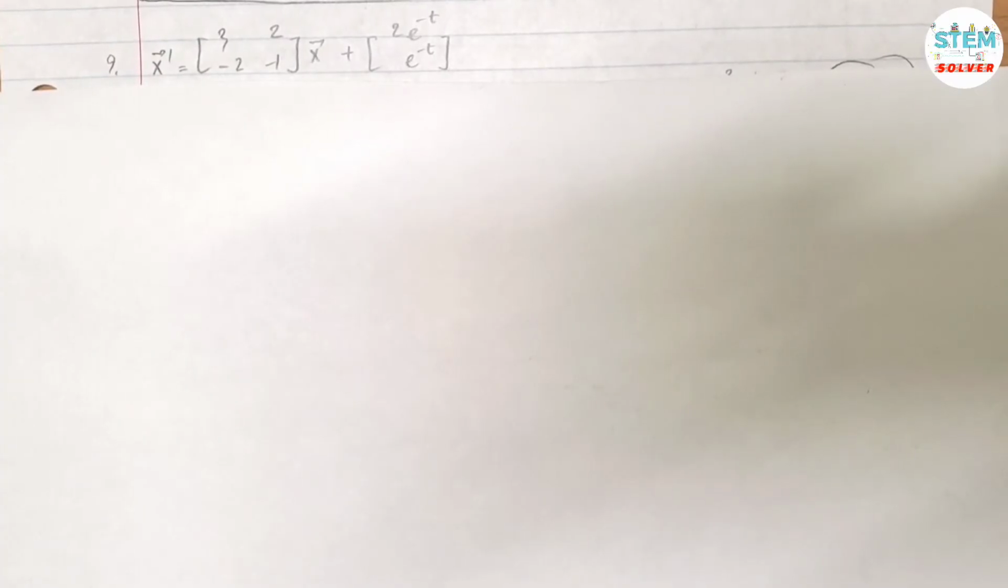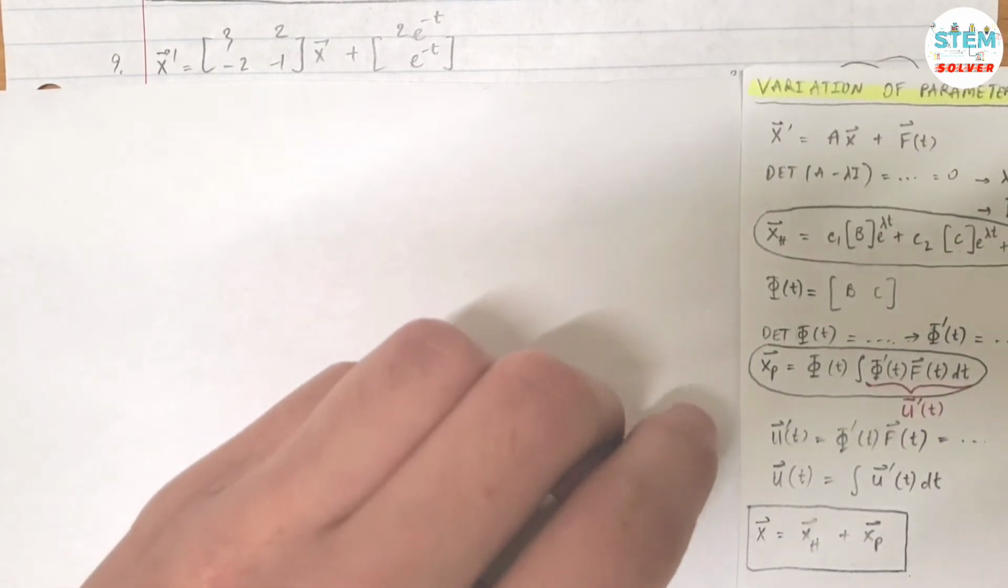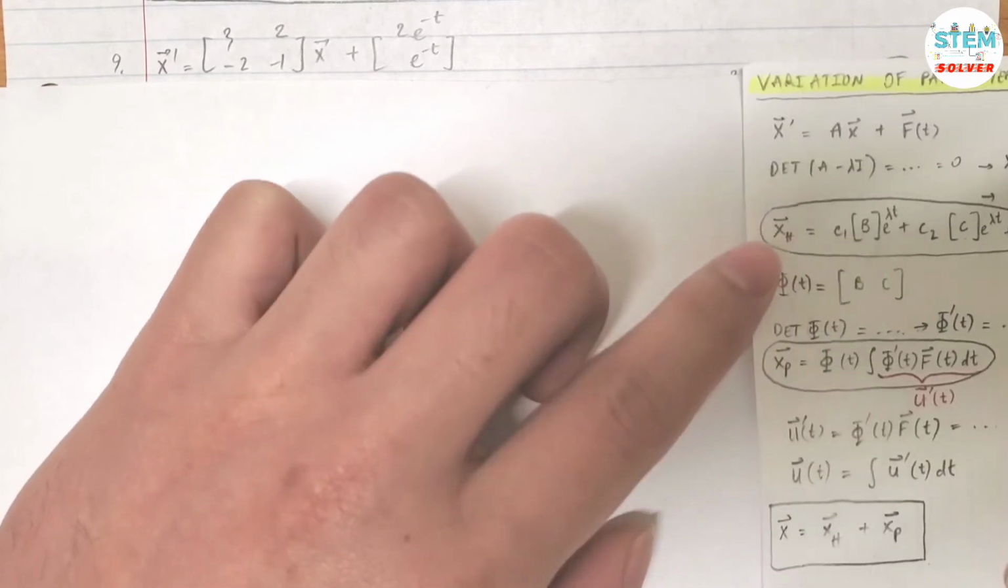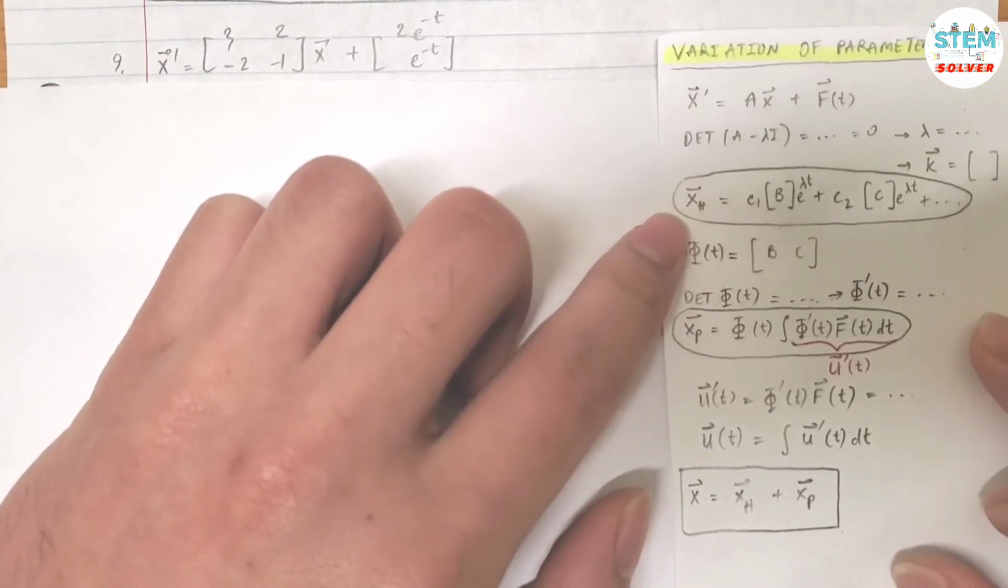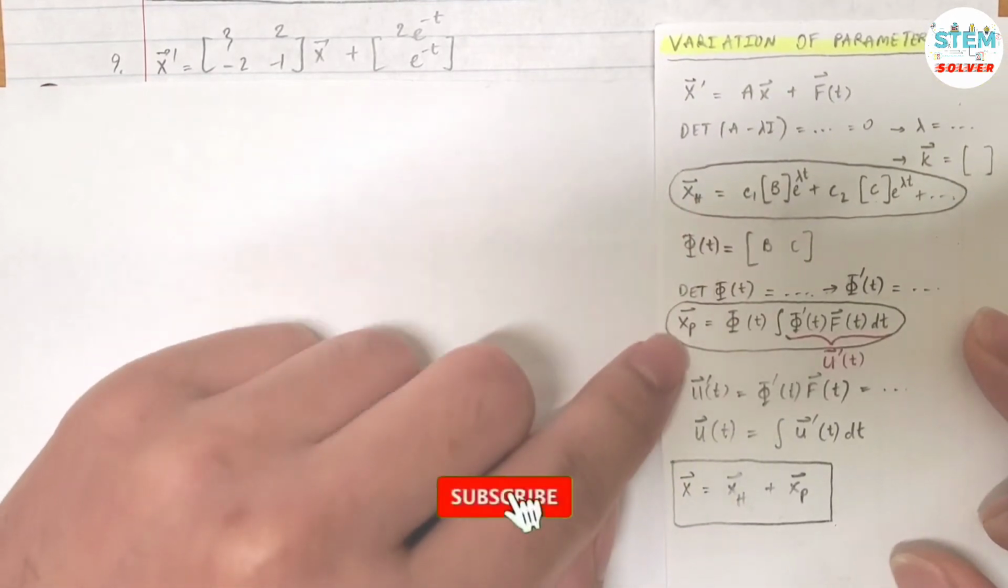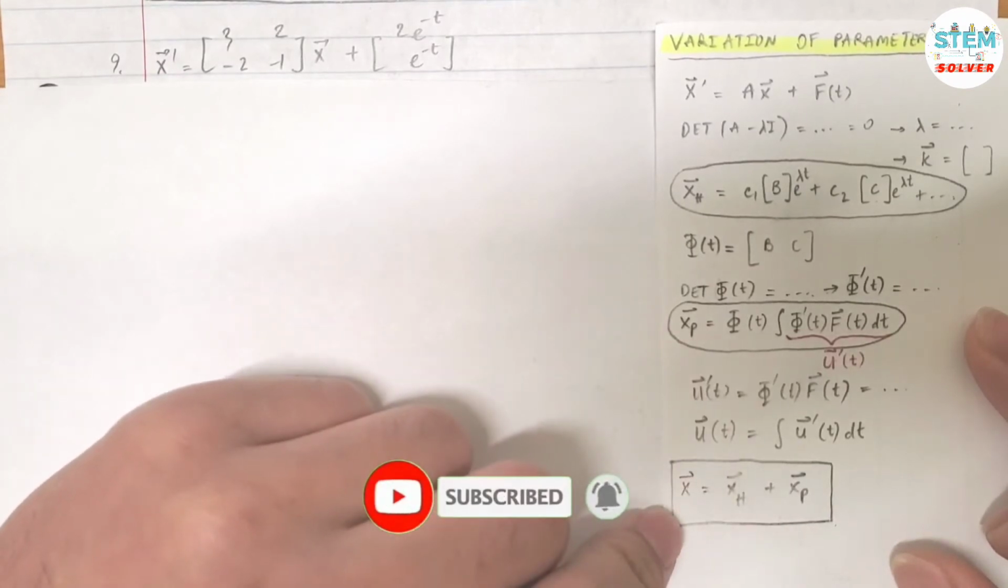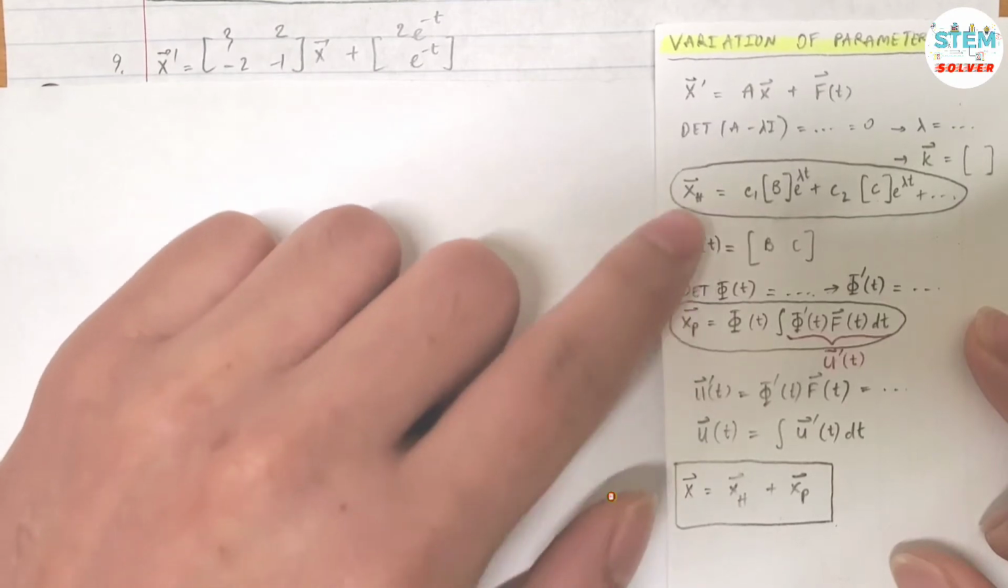Use variation of parameters to solve the given system. To use the variation of parameters method, here are the steps you need to do to solve for the solution. First you need to find a homogeneous solution, and then you need to find a non-homogeneous solution. For the final solution, you just add these two together.